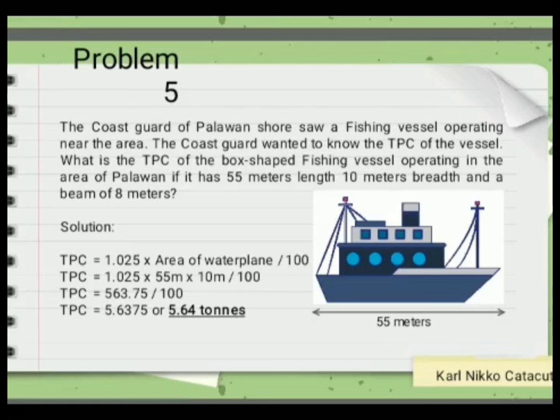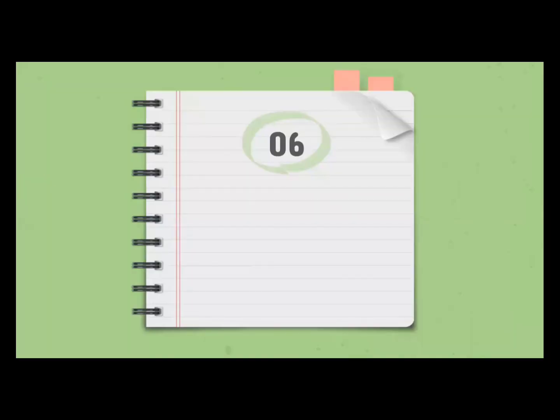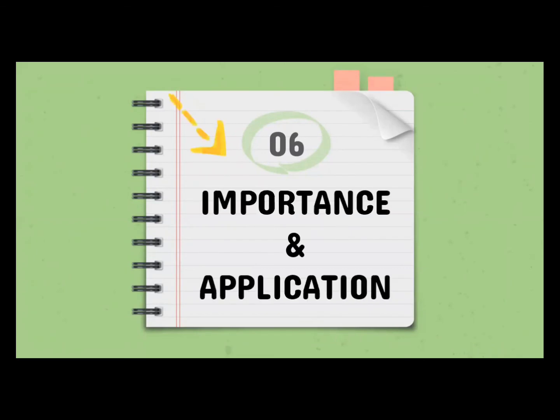So we have here the solution. TPC is equal to 1.025 times area of water plane divided by 100. TPC is equal to 1.025 times 550 square meters, which is equal to 563.75, divided by 100, which is equal to 5.6375 or 5.64 tons. At this juncture, we will have Cadet Lucero to discuss the importance and application of our topic.